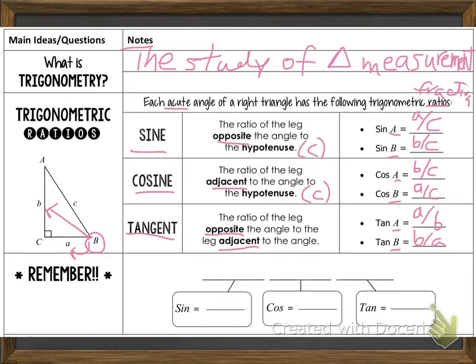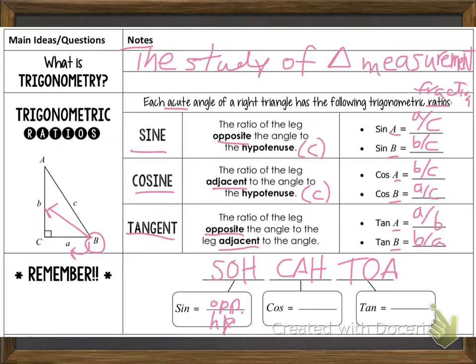And now, here's a little hint to help you remember all that. We have a little catchphrase in math called SOHCAHTOA. And this is what SOHCAHTOA means. So sine is equal to the opposite over the hypotenuse, opposite over hypotenuse. Let me make that a little neater for you guys.